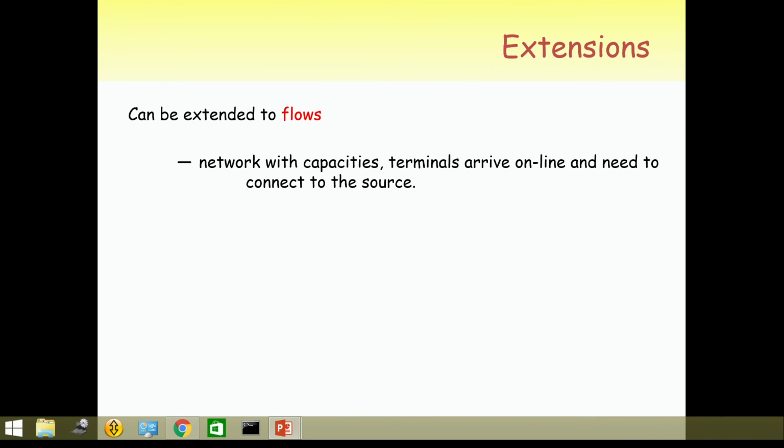We could extend it to flows, where instead of just jobs being assigned to machines, requests are arriving in a network, and you want to route each request to a source. Then instead of obeying the capacities, you're allowed to violate the capacities by a constant factor.